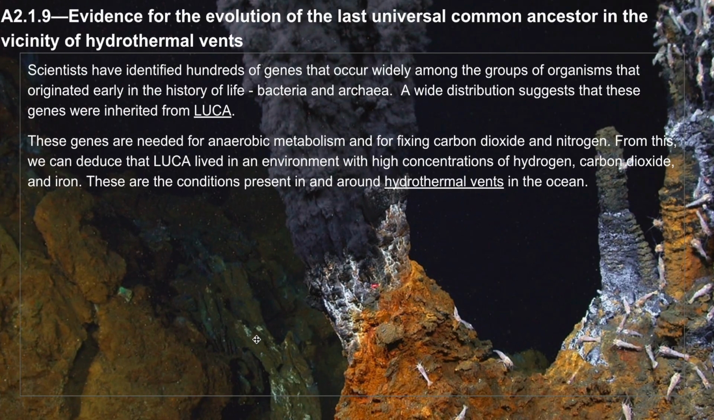Scientists have identified hundreds of genes that occur widely among the group of organisms that originated early in the history of life, including bacteria and archaea. A wide distribution of those genes suggests that the genes were inherited from LUCA. If that original common ancestor had the genes, they would have been passed on to all of the descendants of that organism. These genes are needed for anaerobic metabolism and for fixing carbon dioxide and nitrogen.